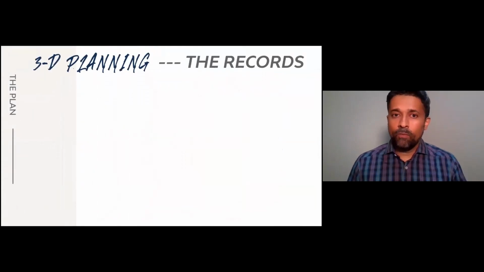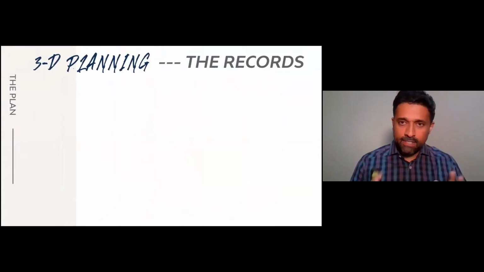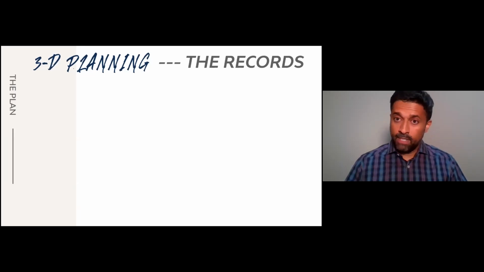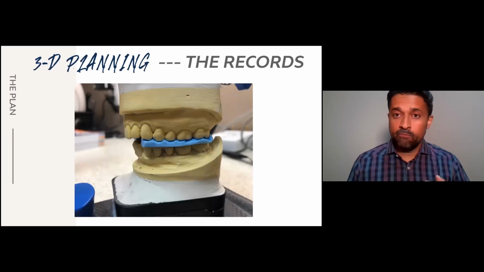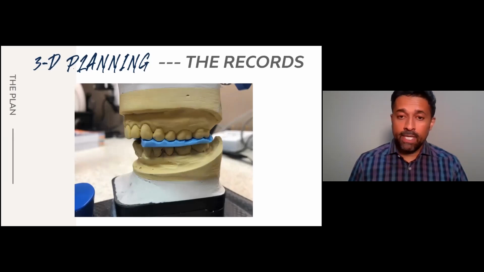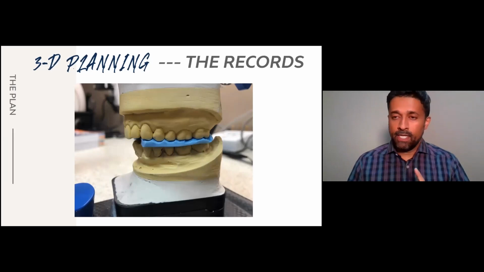So now, once we've got that 2D planning, the next step is the actual 3D planning. Where it all starts is getting a properly mounted set of models in centric relation. This was a case where I had the lab mount my models. I sent them a facebow transfer, and then I sent them a CR record.